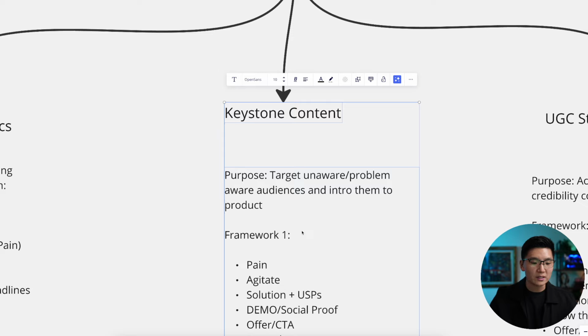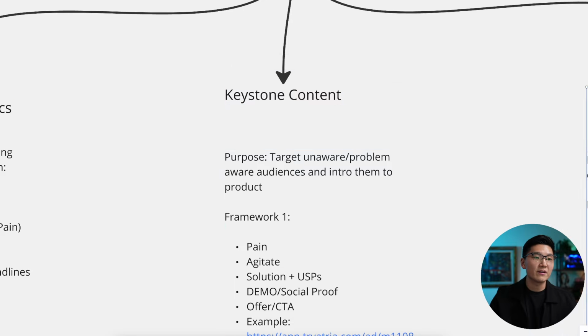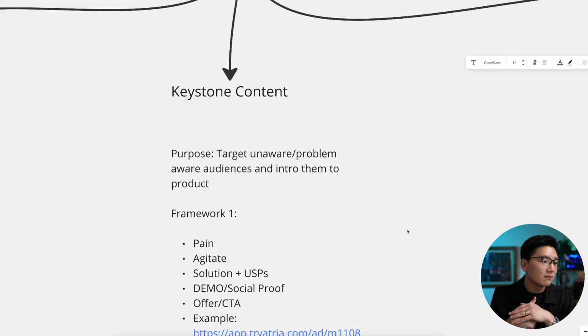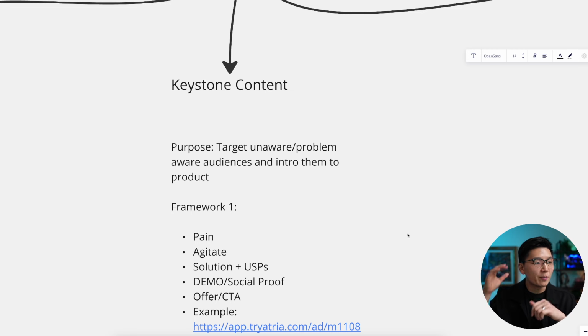Okay, so there are a couple frameworks that I want to introduce you to that I personally have found to work really, really well. The first one is this passive framework that I love to use. It's an adjustment from the PAS framework, which is pain, agitate, solution, but I like to make it a little bit longer, so that people who are more inclined to watch videos on Facebook, on Meta, get the whole picture. Let me walk you through it. So pain, agitate, solution, plus the product USPs, unique selling propositions. Then you want to show the product in use or have social proof, saying this is how many testimonials we have and so on and so forth.